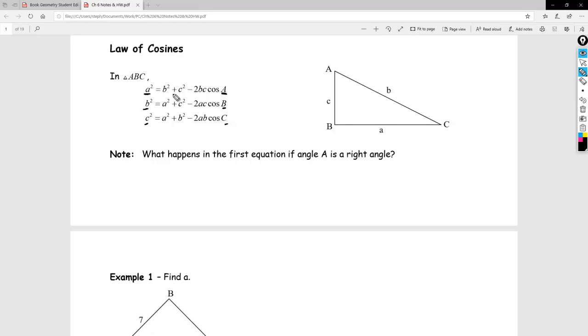So if I'm using A on the left of my equation, if I'm solving for A, that means I'm using angle A, then B and C comprise the rest. So B and C make the Pythagorean theorem, minus 2BC cosine A. Okay, now what happens if angle A is a right angle? So if A is a right angle, and I plug that in, cosine of 90 is 0. So this entire part of the equation will cancel out. I'm just left with A squared equals B squared plus C squared, which, as you all know, is the Pythagorean theorem.